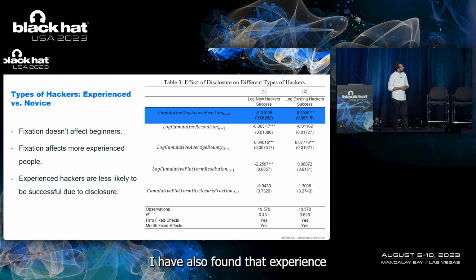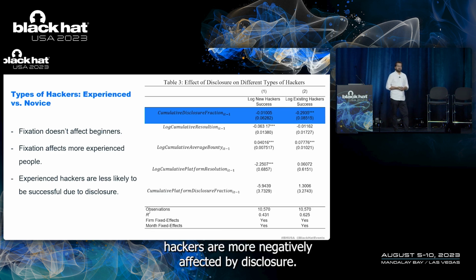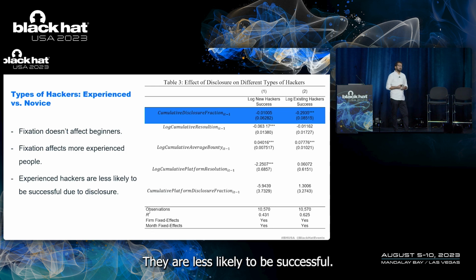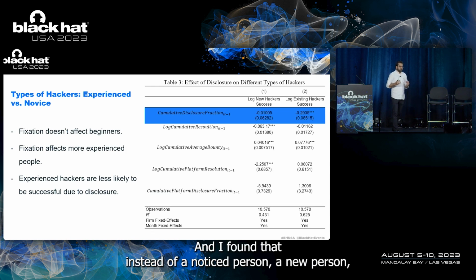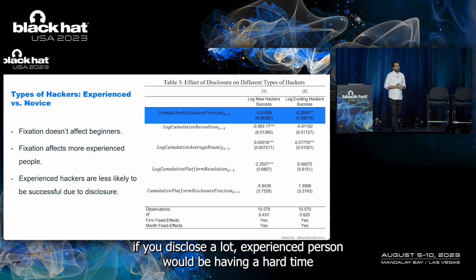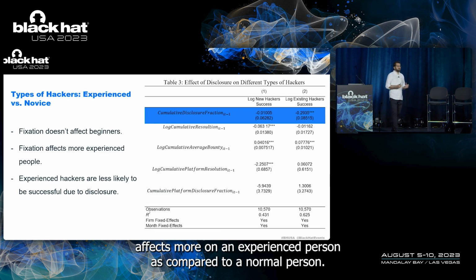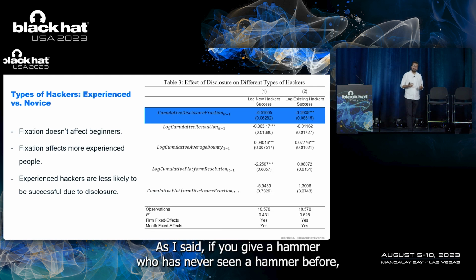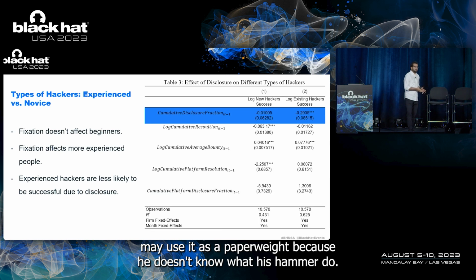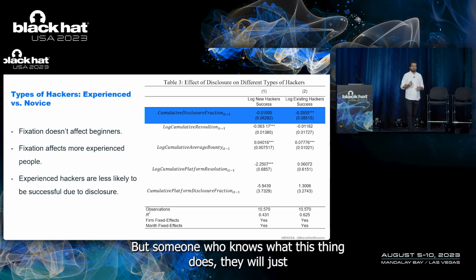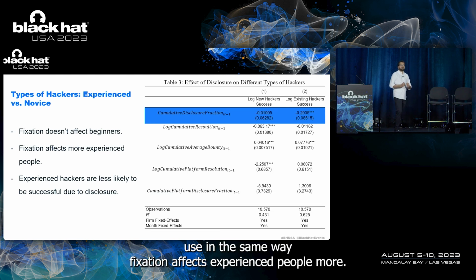I have also found that experienced hackers are more negatively affected by disclosure. They are less likely to be successful. Compared to a novice, a new person, if you disclose a lot, an experienced person would have a hard time finding a bug in your program because of disclosure. Fixation affects an experienced person more than a novice person. As I said, if you give a hammer to someone who has never seen a hammer before, they may use it as a paperweight because they don't know what a hammer does. But someone who knows what this thing does will just use it in the same way. Fixation affects experienced people more.